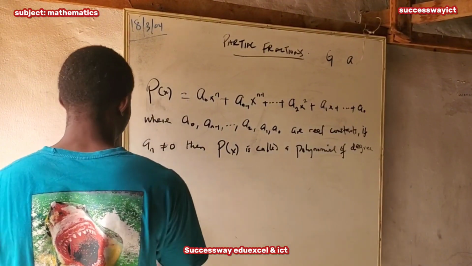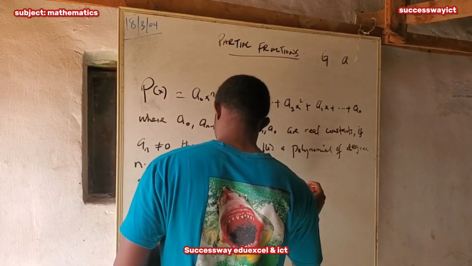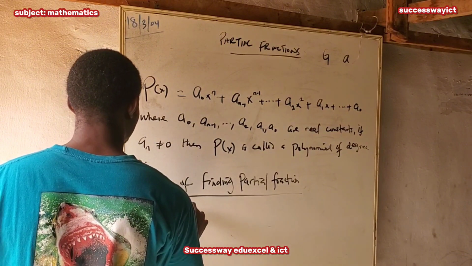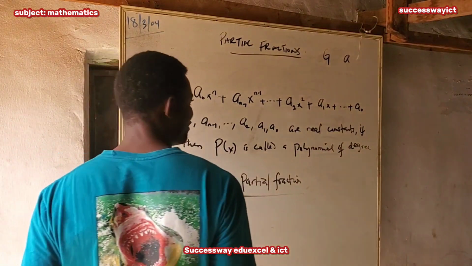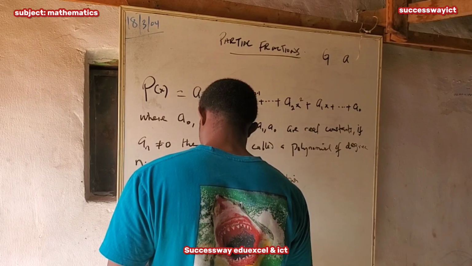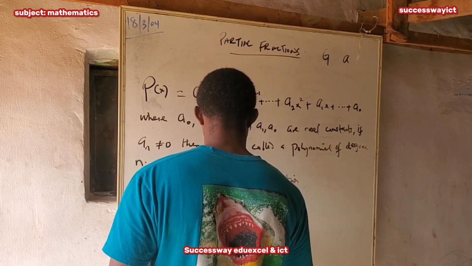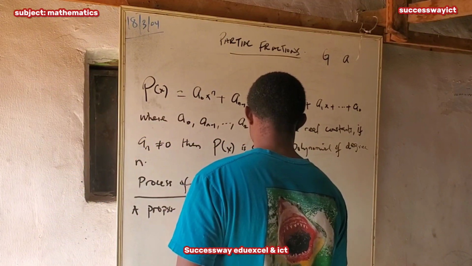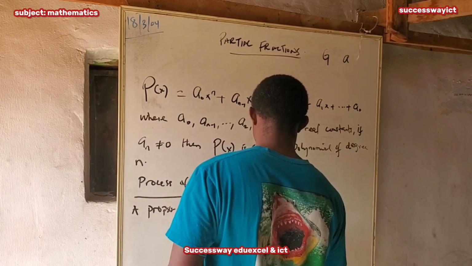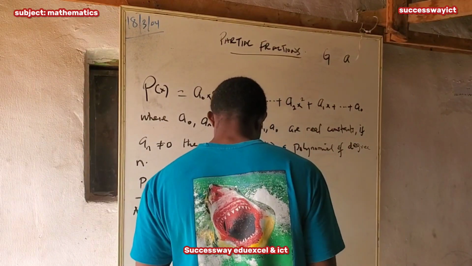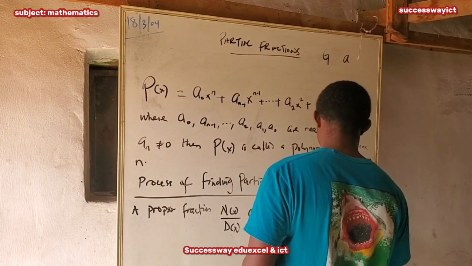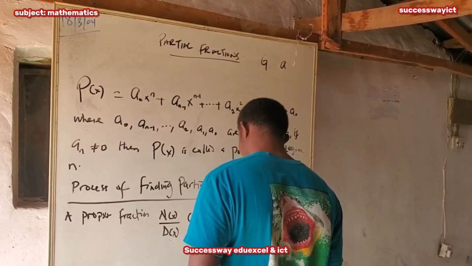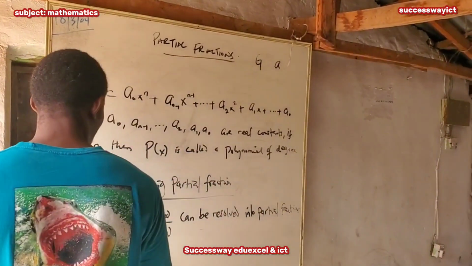Processes. A proper fraction nx over dx can be resolved into partial fractions by the following processes.